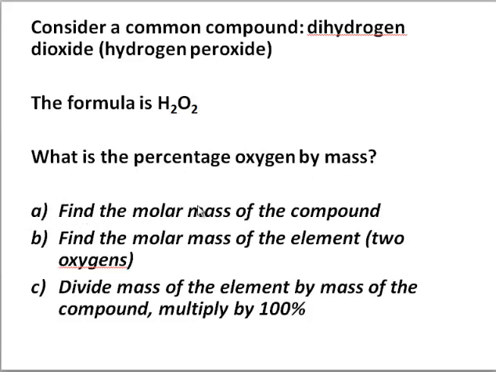First step is find the molar mass of the compound. Second is find the molar mass of the element. Now there are 2 moles of oxygen in every mole of the compound, so you will need the mass of 2 oxygens in this case. And then divide the mass of the element by the mass of the compound and multiply by 100% to convert it to a percentage.